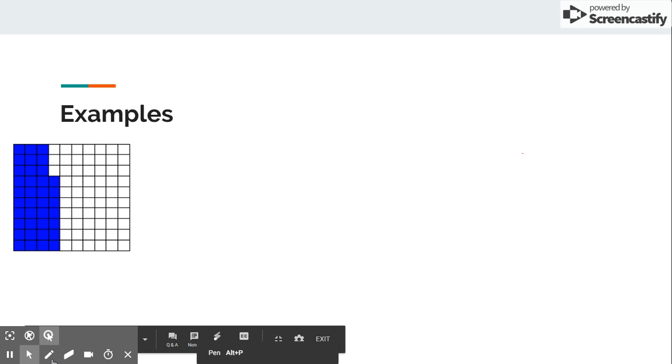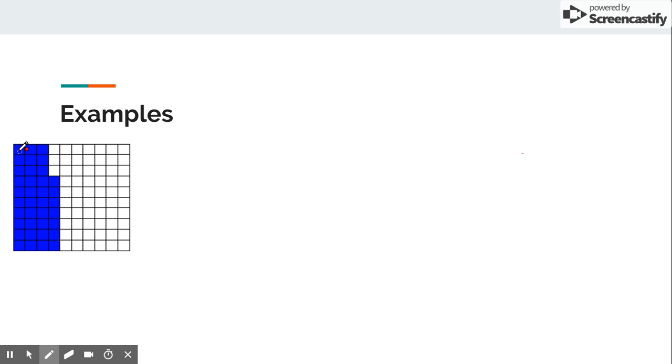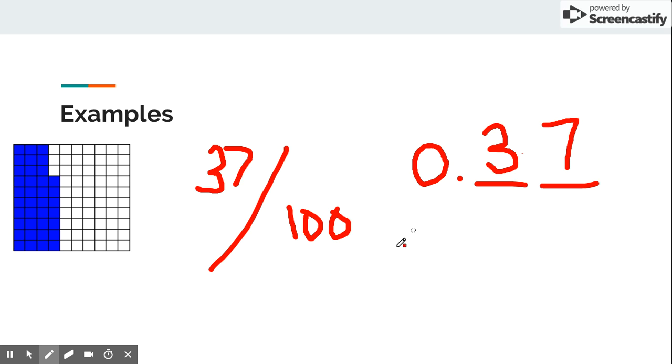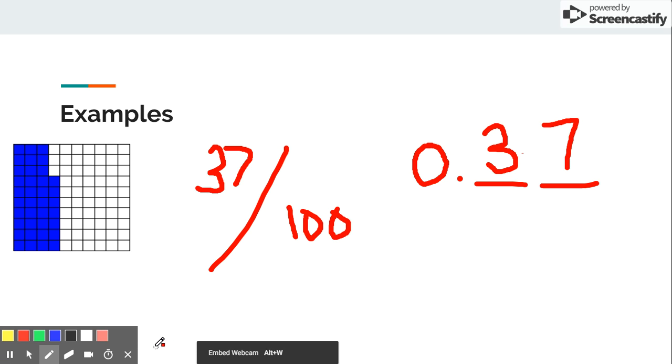And then let's do this example together. So I have a hundredths block over here. And as you can see, it's shaded in 10, 20, 30, 31, 32, 33, 34, 35, 36, 37. So 37 out of 100. That's my fraction. Now, in order to write that as a decimal, I know that it's 37 hundredths. So I'm only going to have 2 places after the decimal. I'm not going to go any more than that. And all I'm doing is filling in those 2 places with 37. So this reads 37 hundredths.